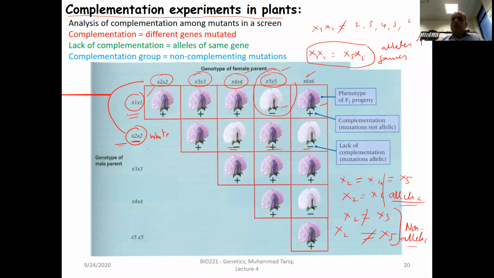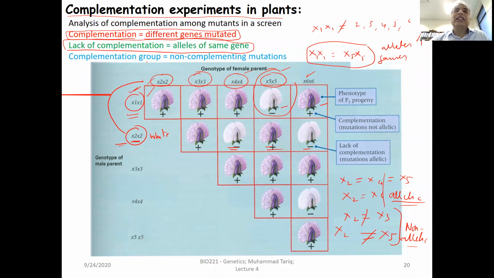So there's a tricky term here now. Don't be confused. Every year students get confused, so don't worry. When complementation takes place, which means X1 and X2 are complementing each other, it means different genes are mutated. It's very simple. When there's no complementation between, for example, X1 and X5, lack of complementation, it means alleles of the same gene. So far, so good, simple.